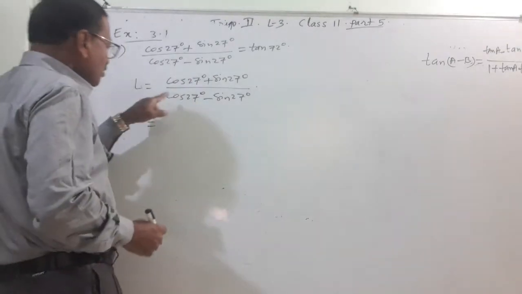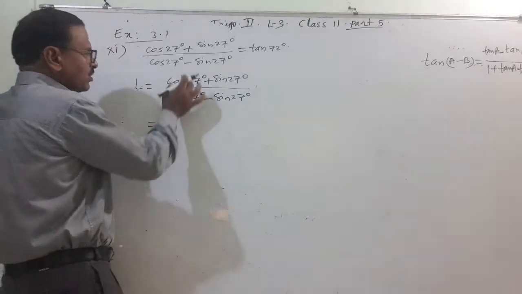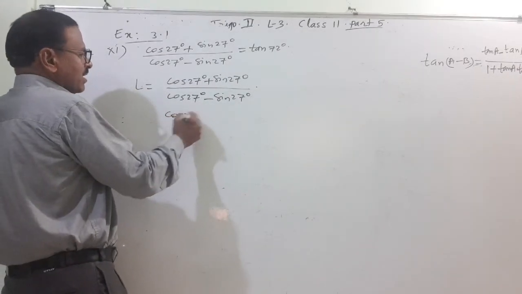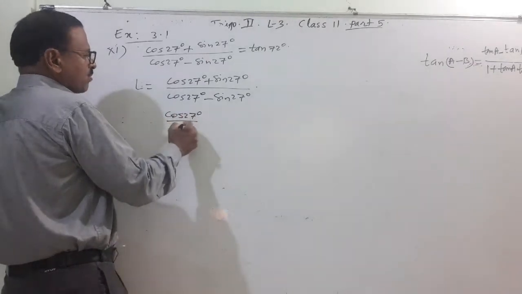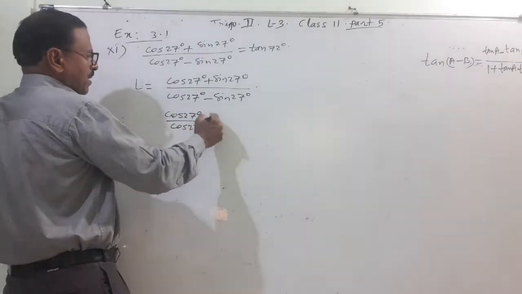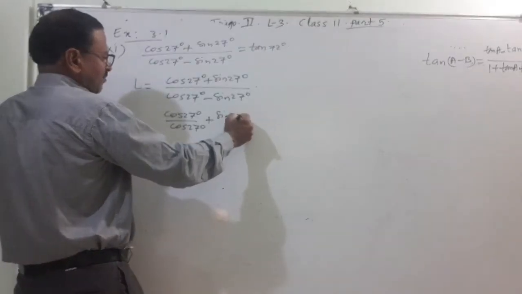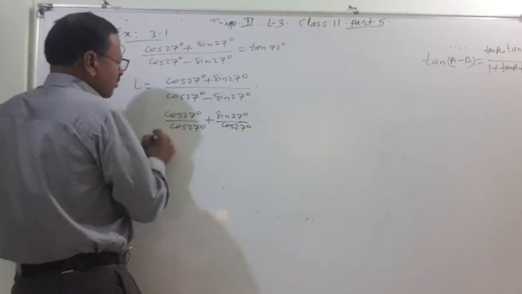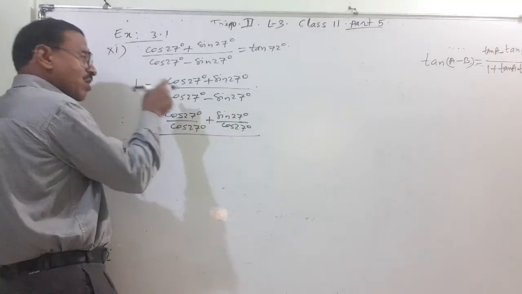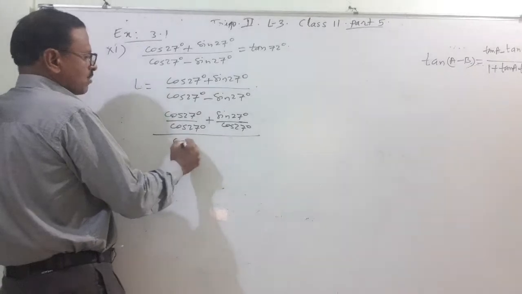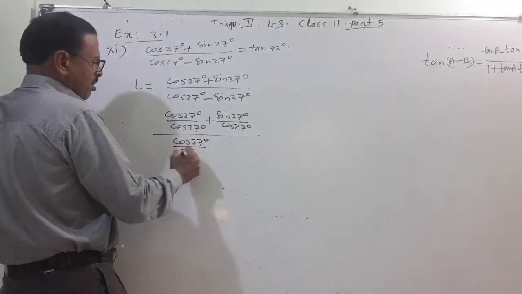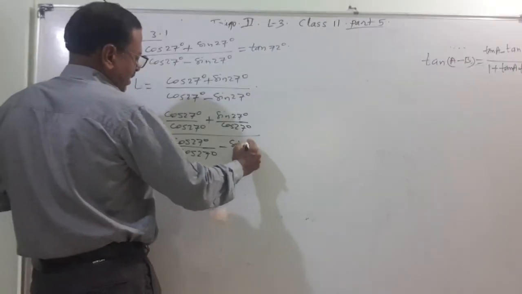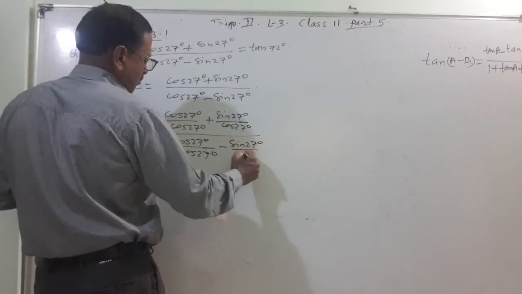So what I will do is, to bring 1 here, I will divide numerator and denominator by cos 27. So cos of 27 degree upon cos of 27 degree plus sine of 27 degree upon cos of 27 degree. The numerator I have divided by this because I want 1 here. That's why. Cos of 27 degree upon cos 27 degree minus sine 27 degree upon cos 27 degree.